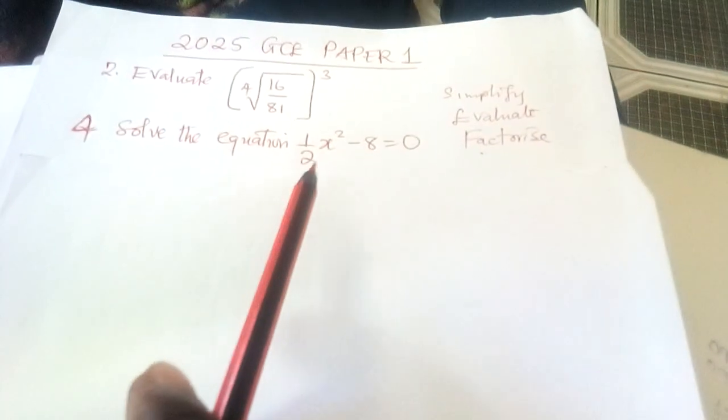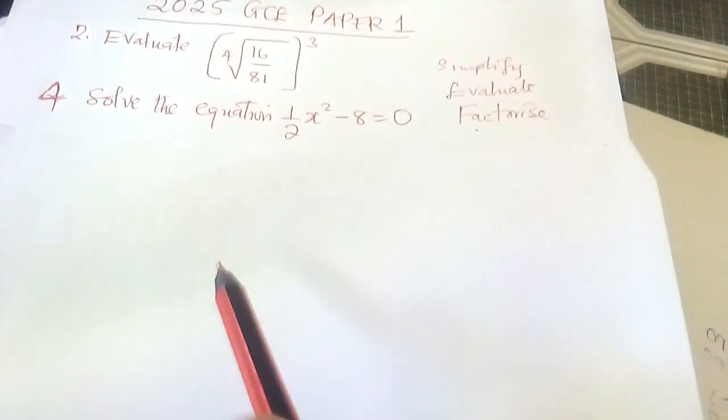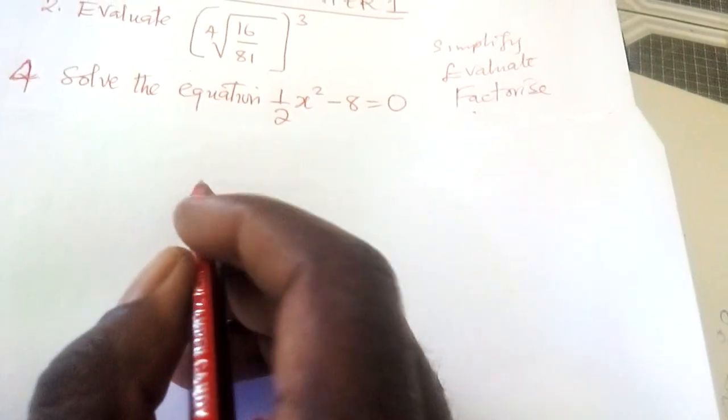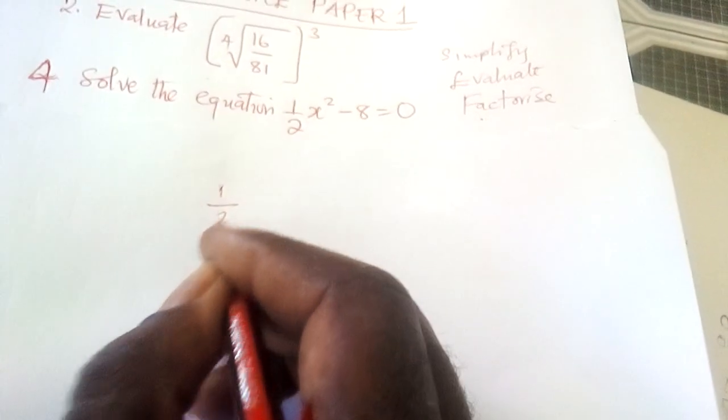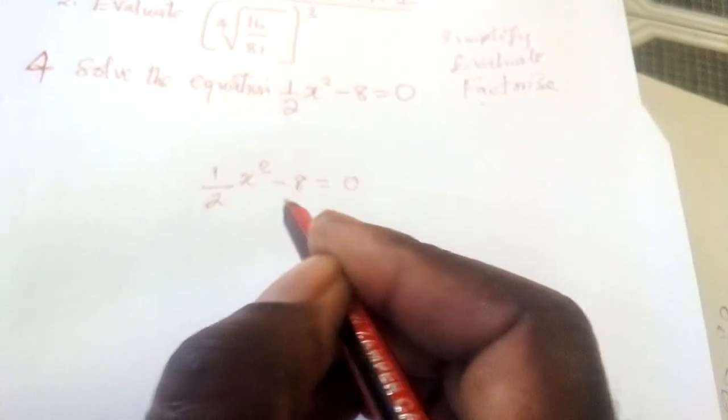solve the equation 1 over 2 x squared minus 8 equals to 0. So it is like this: 1 over 2 x squared minus 8 equals to 0.